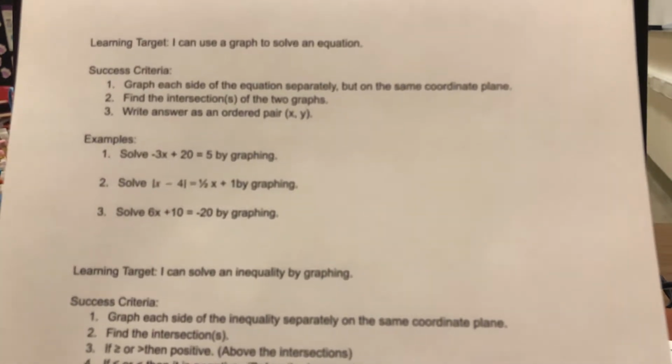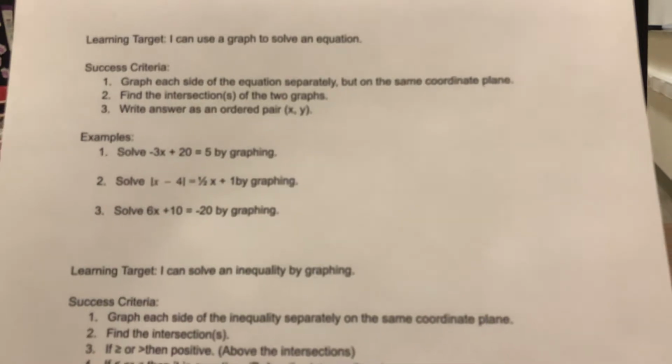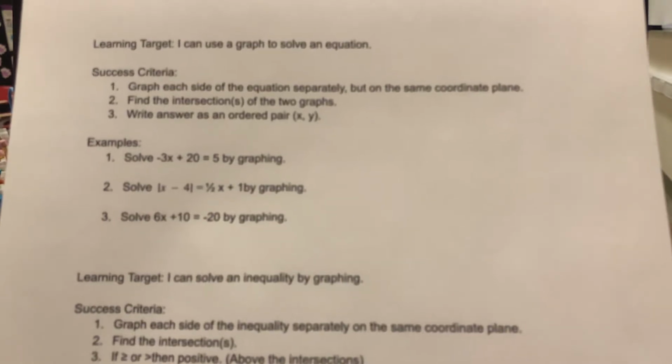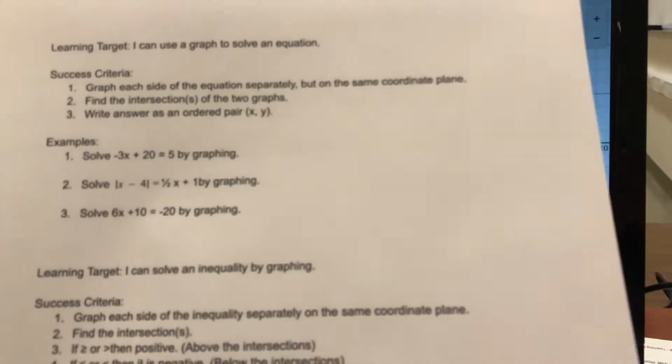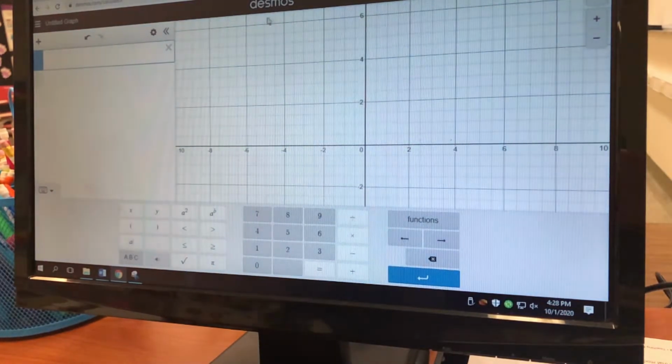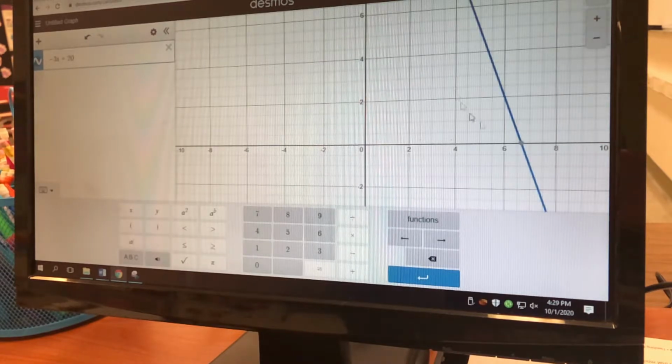The first thing you need to do is graph each side of the equation separately, but on the same coordinate plane. I'm looking at number 1, negative 3x plus 20 equals 5. The first side of the equation is the negative 3x plus 20, so I'm going to type that in. I'm using Desmos, desmos.com. It's a free calculator, and it's on my computer. Pretty sure you can get it on your phone as well. I'm going to type in negative 3x plus 20, and there's my line there.